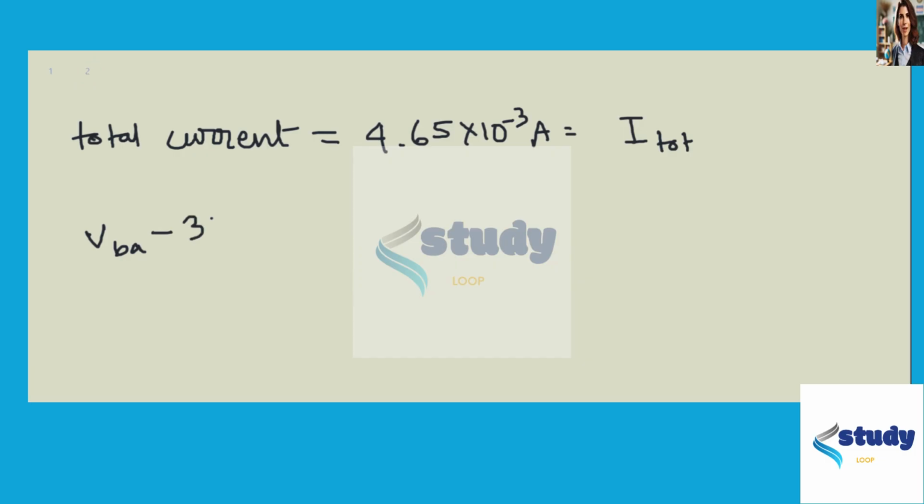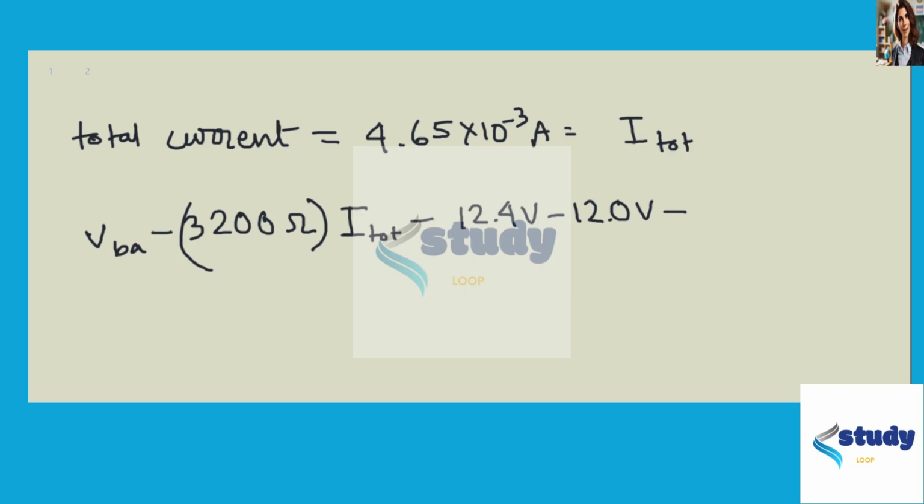So let's write that down. We'll have 3200 ohms times I total, minus 12.4 volts, minus 12.0 volts, minus 1.0 ohms times I total.